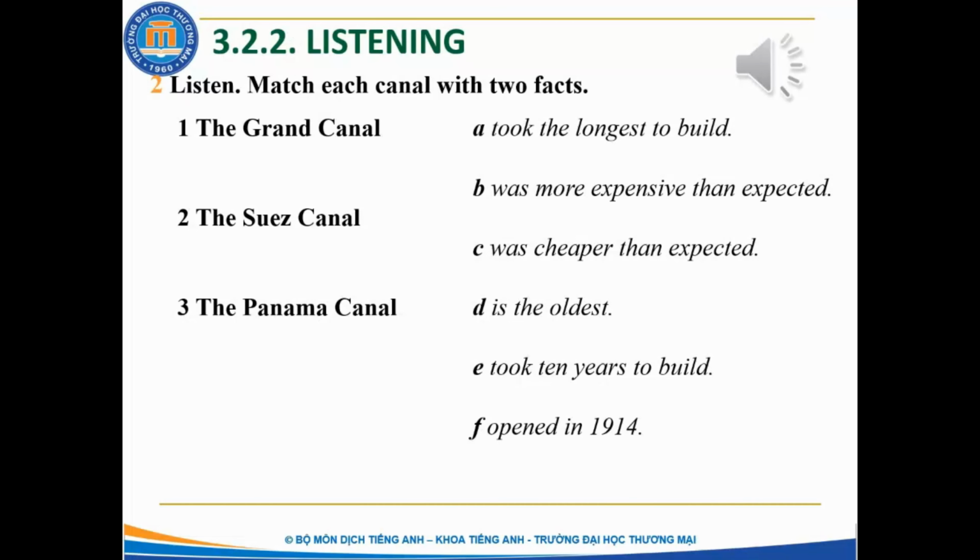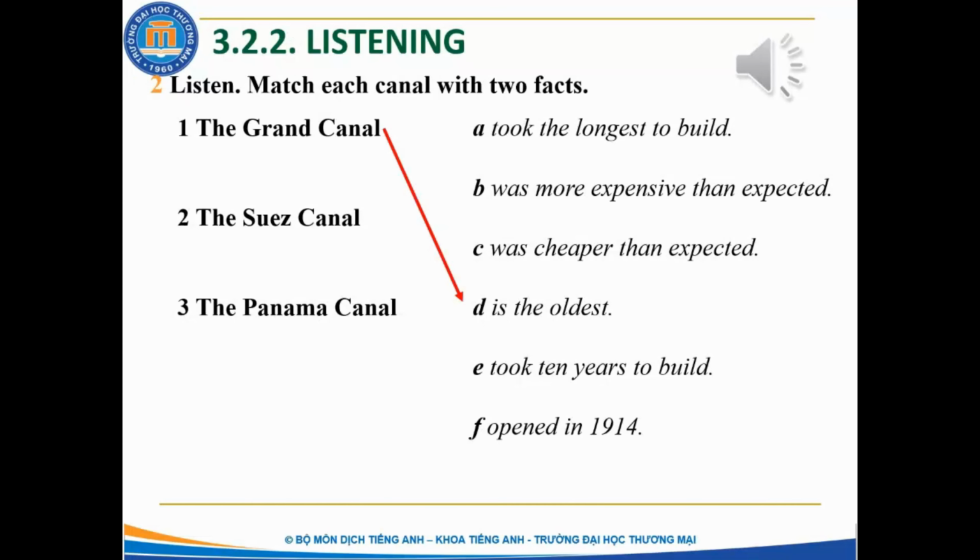Alright, so now let's check the answers together. Chúng ta sẽ cùng check đáp án của bài này nhé. Đối với Grand Canal thì thông tin nào từ A tới F có thể nối được với Grand Canal ạ? So this is D, the oldest. Alright.